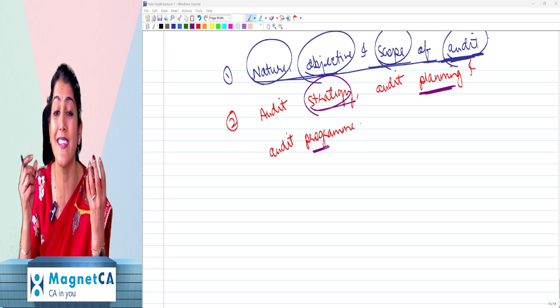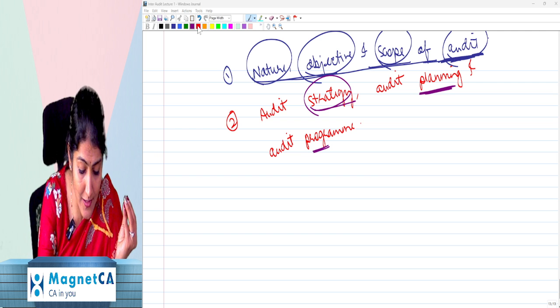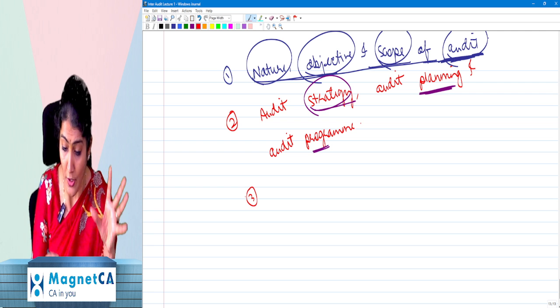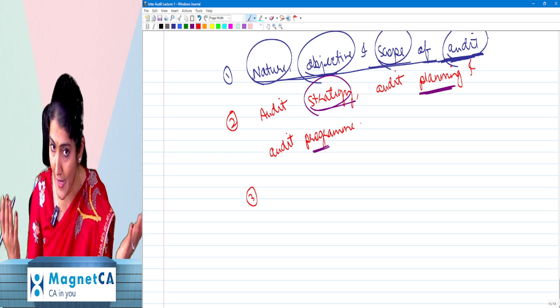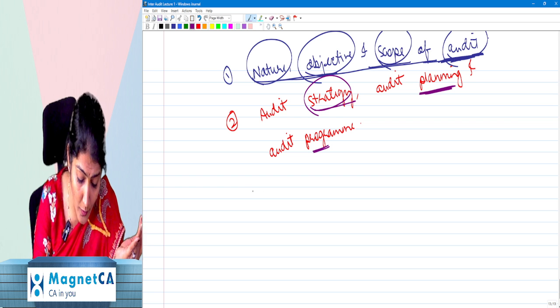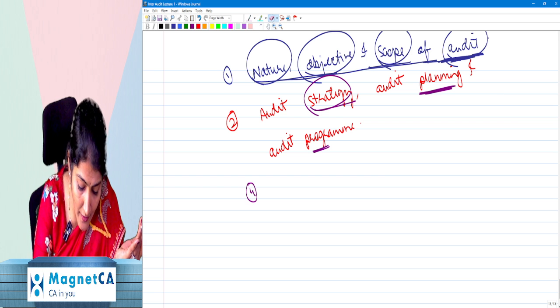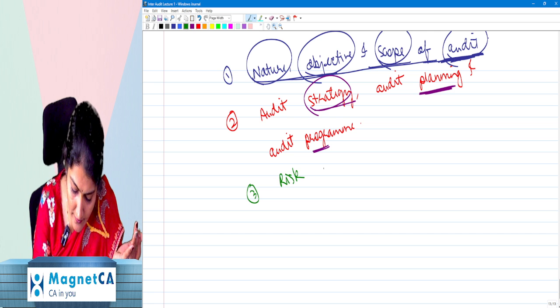That's the name of our chapter number 2: the audit strategy, audit planning, and the audit program. So one, you know what is an audit. Once you know what an audit is, you prepare your plan for the audit. Now, once you prepare your plan for the audit, what next you have to do is the risk assessment and also check the internal controls.